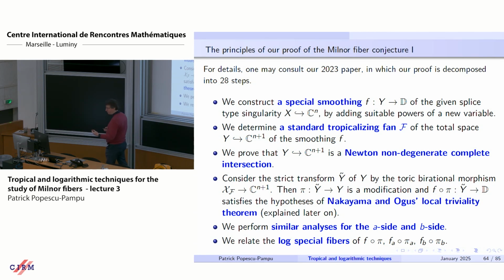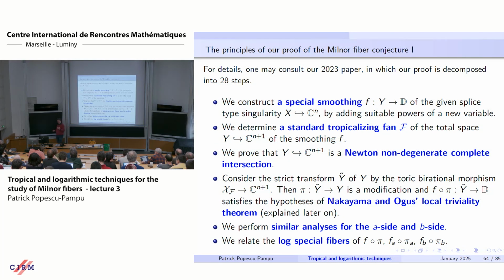So now we determine the standard tropicalizing fan. Why? Because we saw how to deal in this context by the description for the surface singularities themselves. Third, we prove, knowing that fan, that again we have a Newton non-degenerate complete intersection.